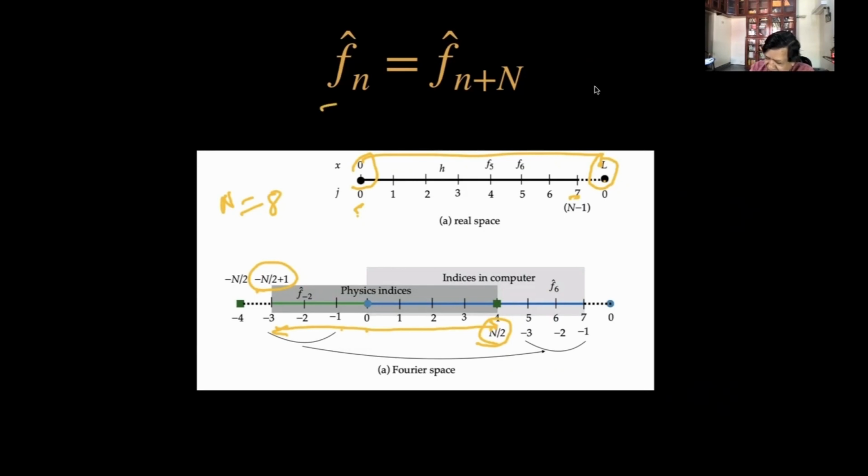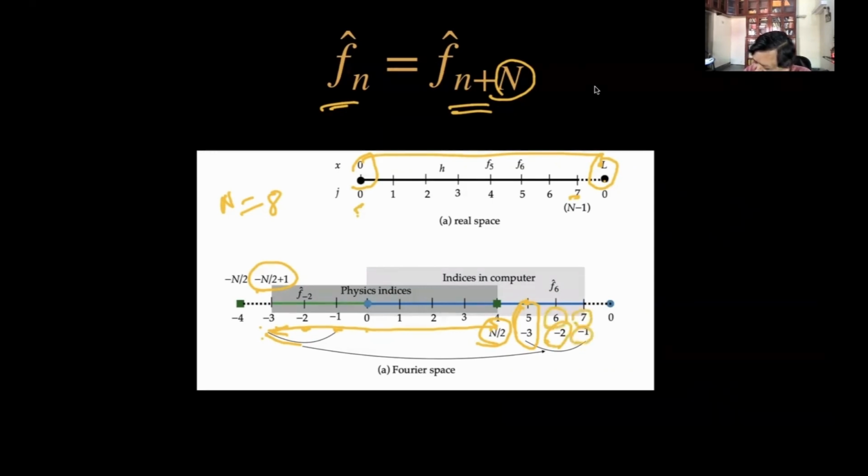However, using this property f hat of n equal to f hat of n plus N, we can shift this minus 3, minus 2, minus 1 to positive values. Right? How? So minus 3 plus 8, because this capital N is 8. So that is 5. So f hat of minus 3 is the same as f hat of 5. So I can just save it here without any problem. Similarly, f hat of minus 2 is the same as f hat of 6, and minus 1 is 7.